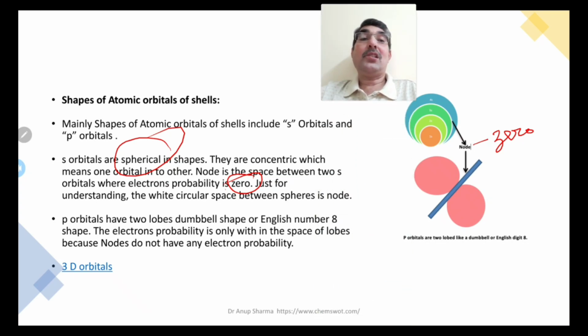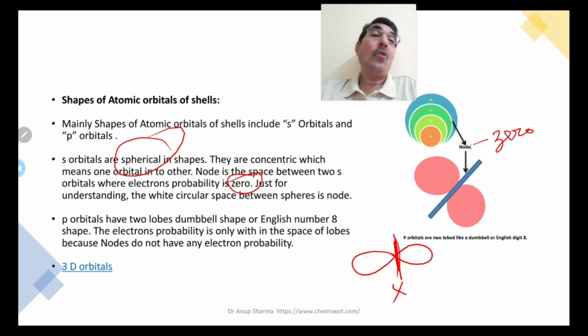p orbitals have 2 lobes, like this one and one, like the English letter 8 or English number 8 shape. The electron probability is only within the space of the lobes, because nodes do not have any electron probability. That means here there is no electron, only electrons are in these lobes. So I hope this is clear.